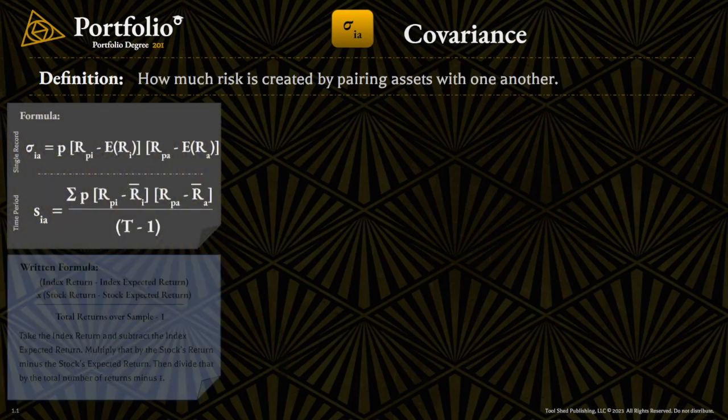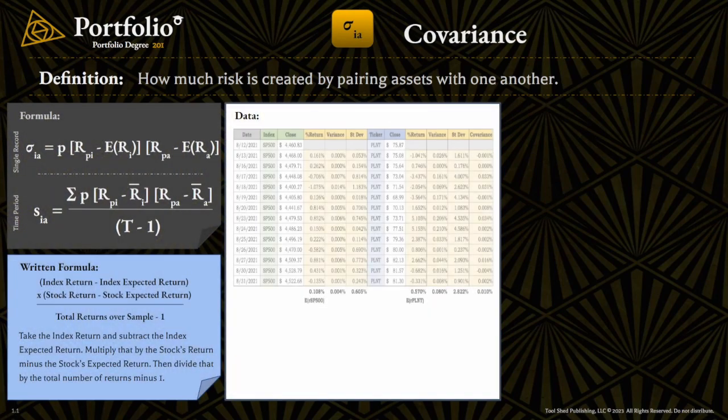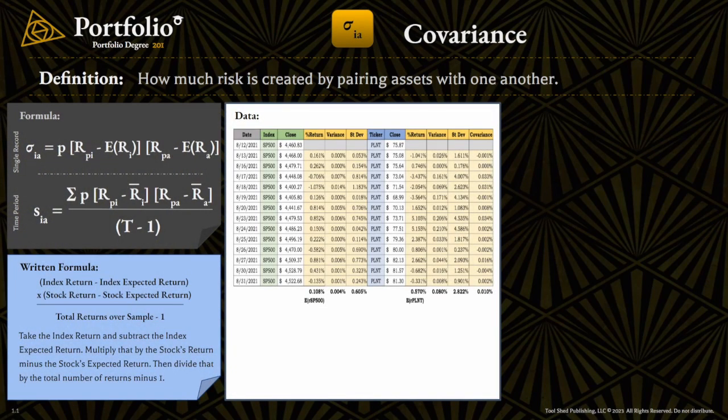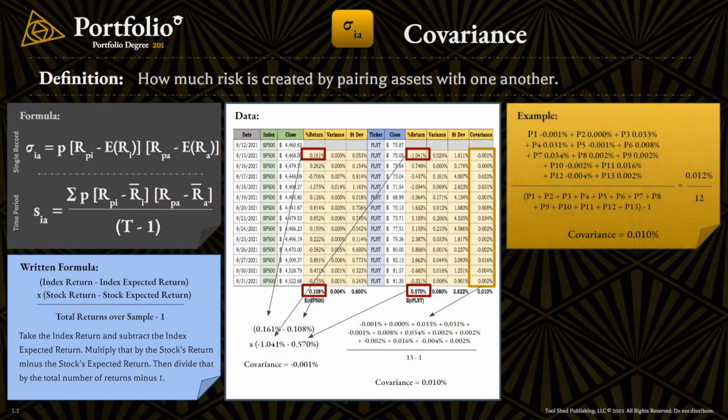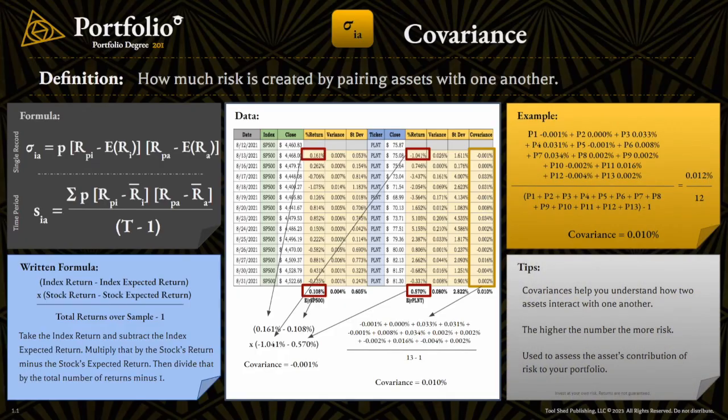Taking all of this to the next level, let's talk about covariance. Covariance is something that we're going to get a lot more in depth with as we talk about portfolio analysis, because this is something that we leverage for the portfolio grades. And essentially, a covariance is how much risk is created by combining two assets together. To get a covariance, you take the return for the time period and subtract the asset's expected return. Then you do the same thing for your index and you multiply those two elements together. You'll do that for each time period.